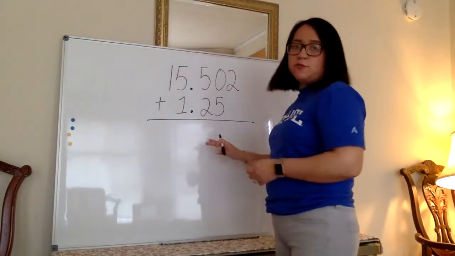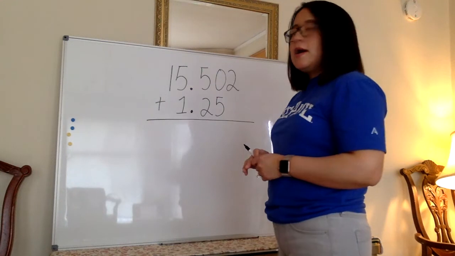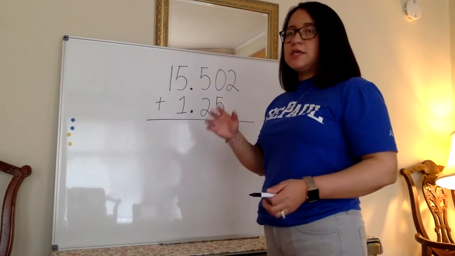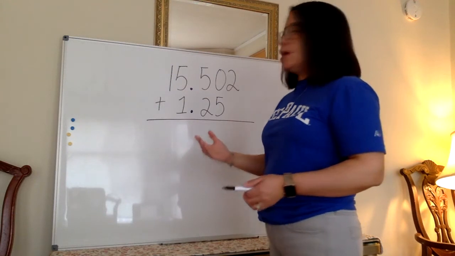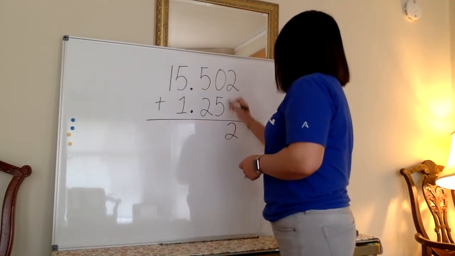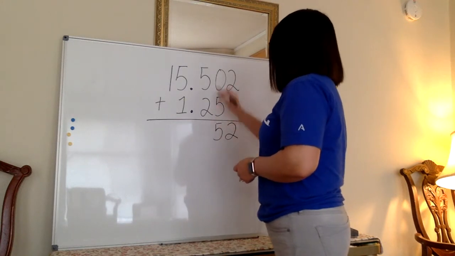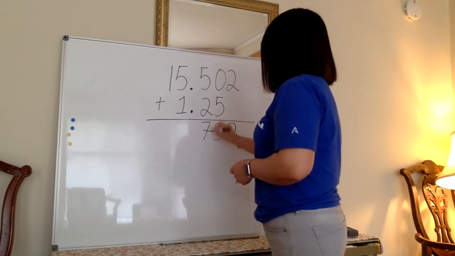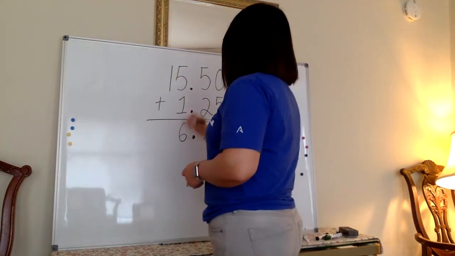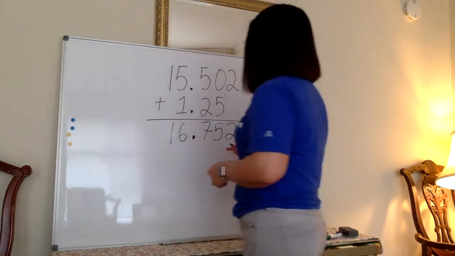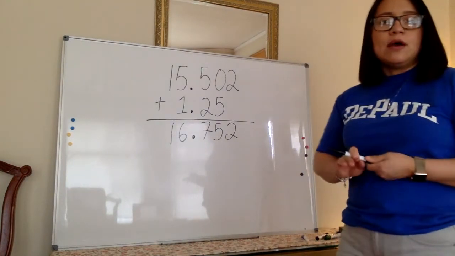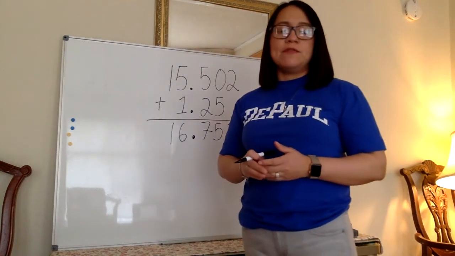So let's do this first problem. So how would we add this? Well, we add it the same way. So you start off just like you've learned before. 2 plus 0 is 2. 5 plus 0 is 5. 5 plus 2 is 7. We bring down the decimal point. 5 plus 1 is 6. 1 plus 0 is 1. So your answer here should be 16.752. But now we do have to round this.